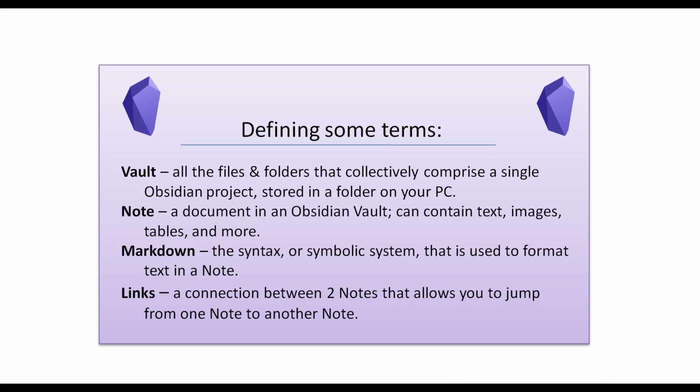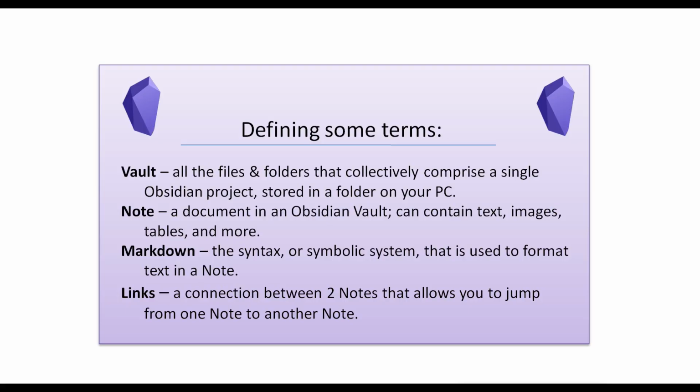And please realize that each of these concepts will be explained in greater detail in the particular video that relates to them as we get to it. All right, the first term to define is vault. The word vault refers to all the files and folders that collectively comprise a single Obsidian project, and it's stored in a single folder on your PC. You might create a vault for your favorite hobby, and then create another vault for a college course you are taking, and yet still another vault for your personal matters. Each of these vaults is a separate entity, a separate project comprised of files and folders, and each one all stored in a single vault folder on your PC.